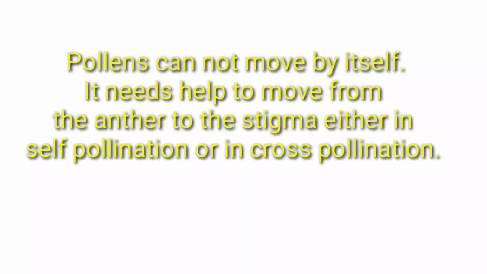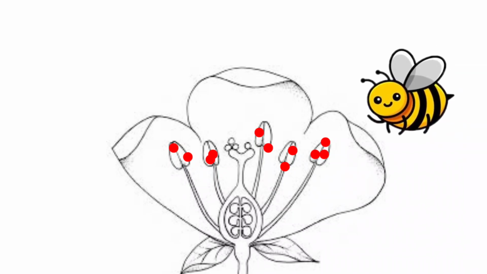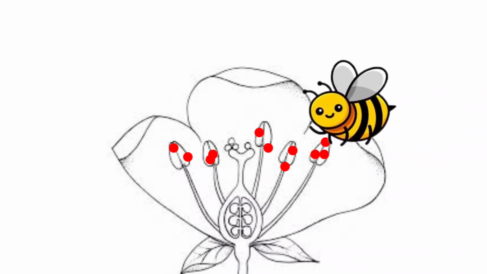Now pollens cannot move by themselves. They need help to move from the anther to the stigma, either in self-pollination or in cross-pollination. So what helps pollen to move from anther to the stigma? Obviously, the answer is by the help of insects.